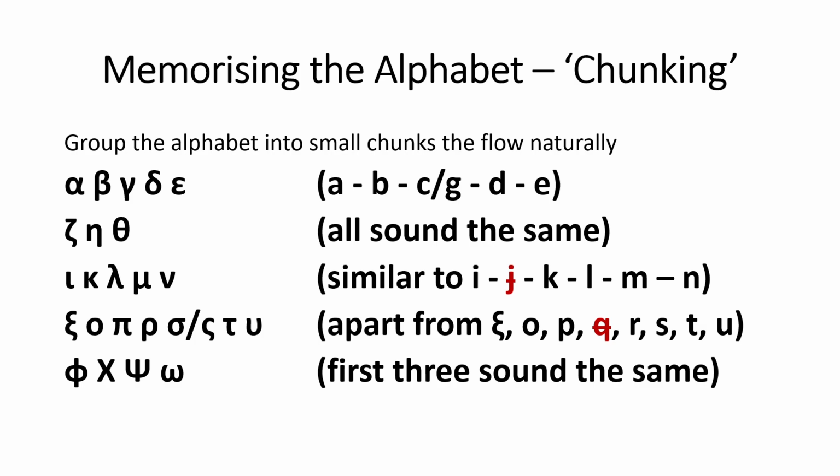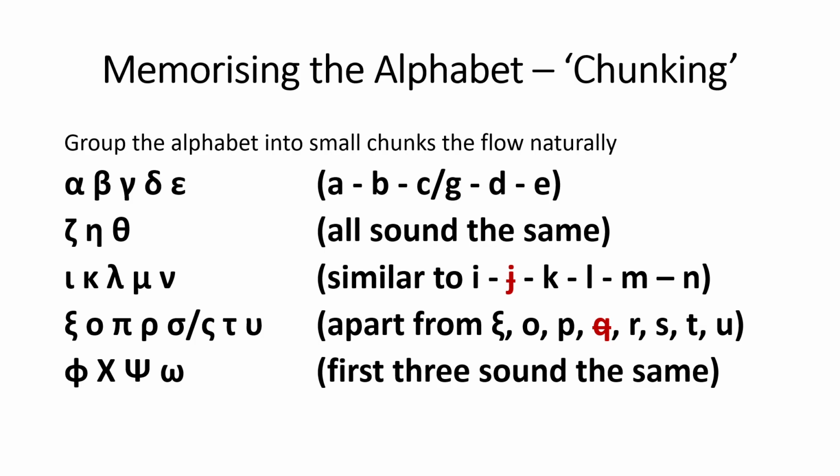The next section with zeta, eta, theta, they all sound the same, so they're fairly easy to remember. Zeta, eta, theta. The next section again is like the English alphabet. We have iota, kappa, lambda, mu, nu. Very similar to the English I, J, K, L, M, N, except without the J. So I, K, L, M, N, iota, kappa, lambda, mu, nu.